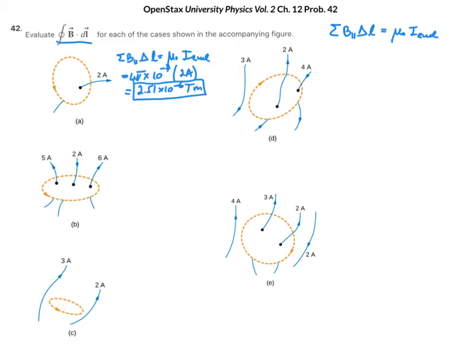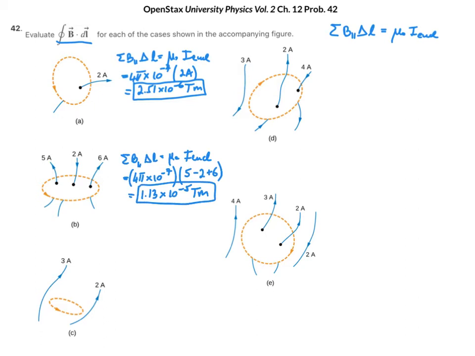So when we write the sum of the magnetic field parallel times delta L is mu naught I enclosed, then that is 4 pi times 10 to the negative 7 Tesla meters per amp, times the current enclosed, that is 5 amps minus 2 amps plus 6 amps. And when we multiply the numbers, we get 1.13 times 10 to the negative 5 Tesla meter.